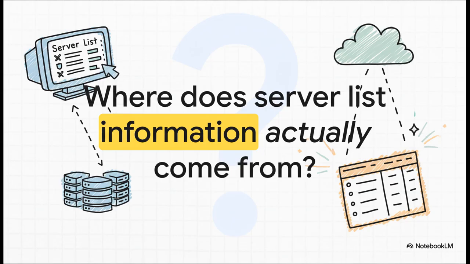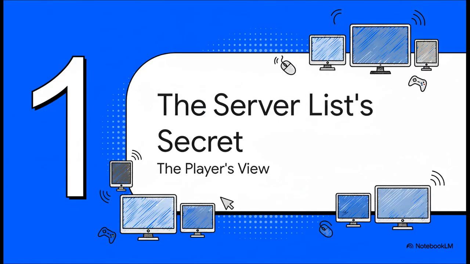A list of realms, or worlds, or servers, each with its own name, a type, a population status. You pick one, you click, and you're in. But just stop for a second and think. How does your game even get that list? Where does that info come from? Is it some kind of complex magic? Well, not exactly.